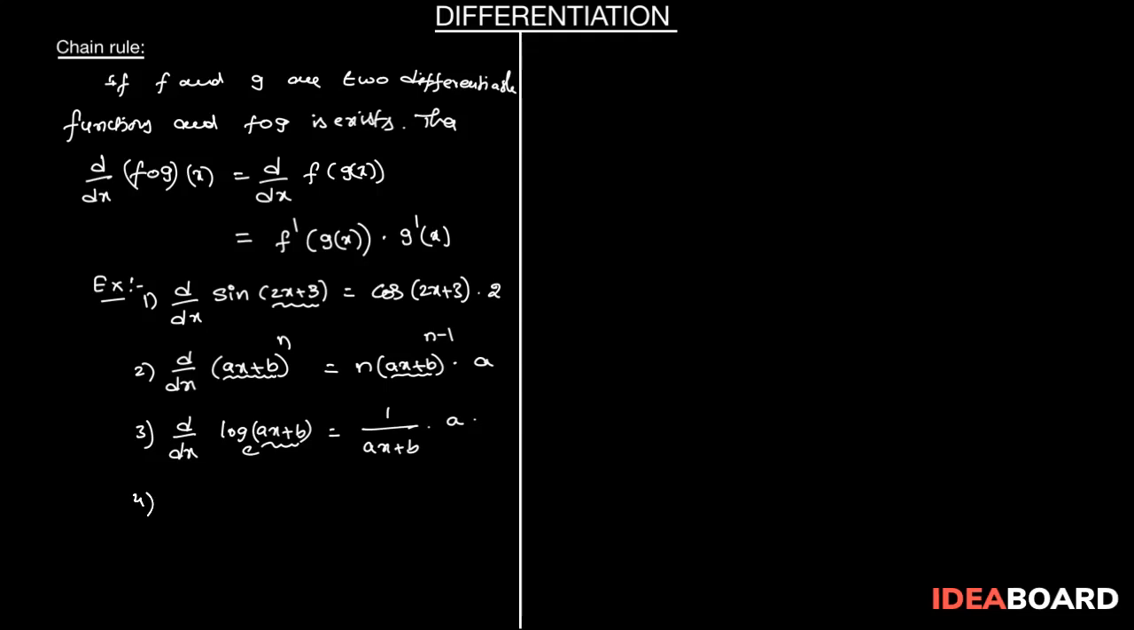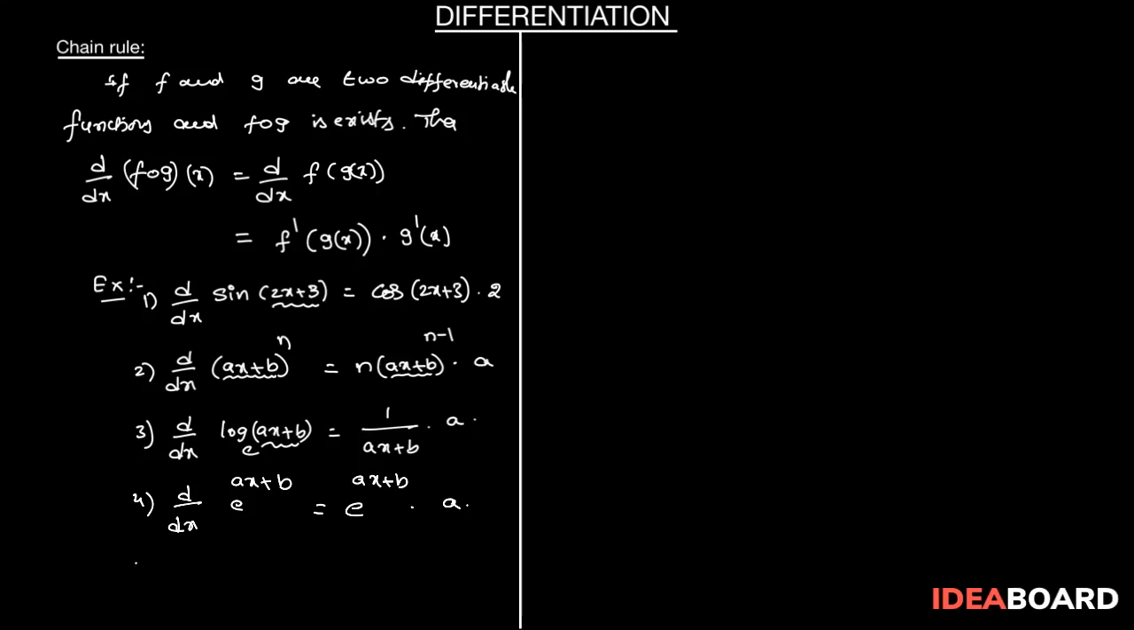The derivative of e power ax plus b with respect to x. This is of the form e power x, whose derivative is e power ax plus b, into ax plus b derivative, which is a.